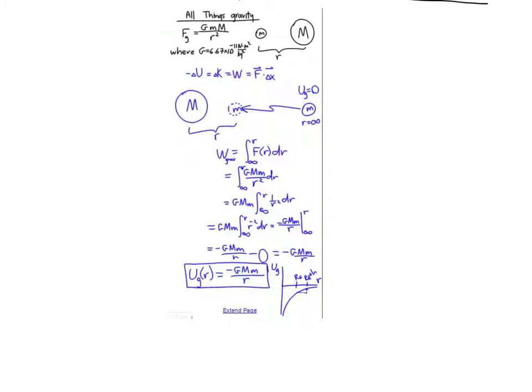Gravitational force, the universal gravitational force, G times the mass times the other mass divided by the distance between their centers squared. This is an experimental result from Cavendish. This is the universal gravitational constant G, 6.67 times 10 to the minus 11th Newton meter squared per kilogram squared.